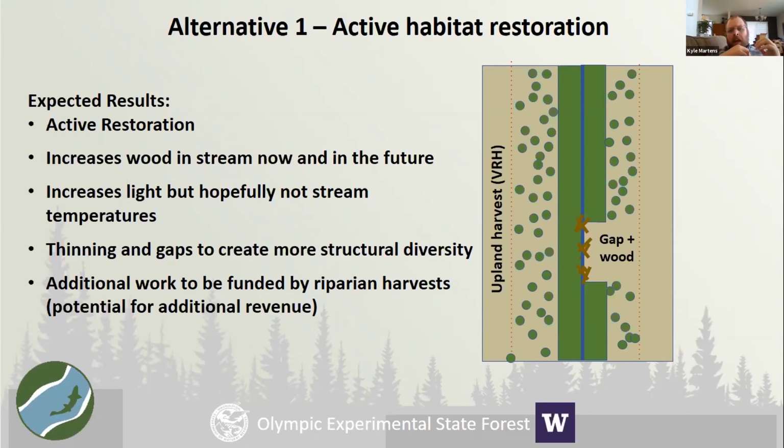The thinning and the gaps are developed to create more structural diversity, something similar to what we'd find in an old growth style forest. So creating types of forests that we don't have a ton of on the OSF. Now our hope is that this additional work within the riparian buffer will not only pay for the restoration, but also increase a little bit of money to the communities as well.